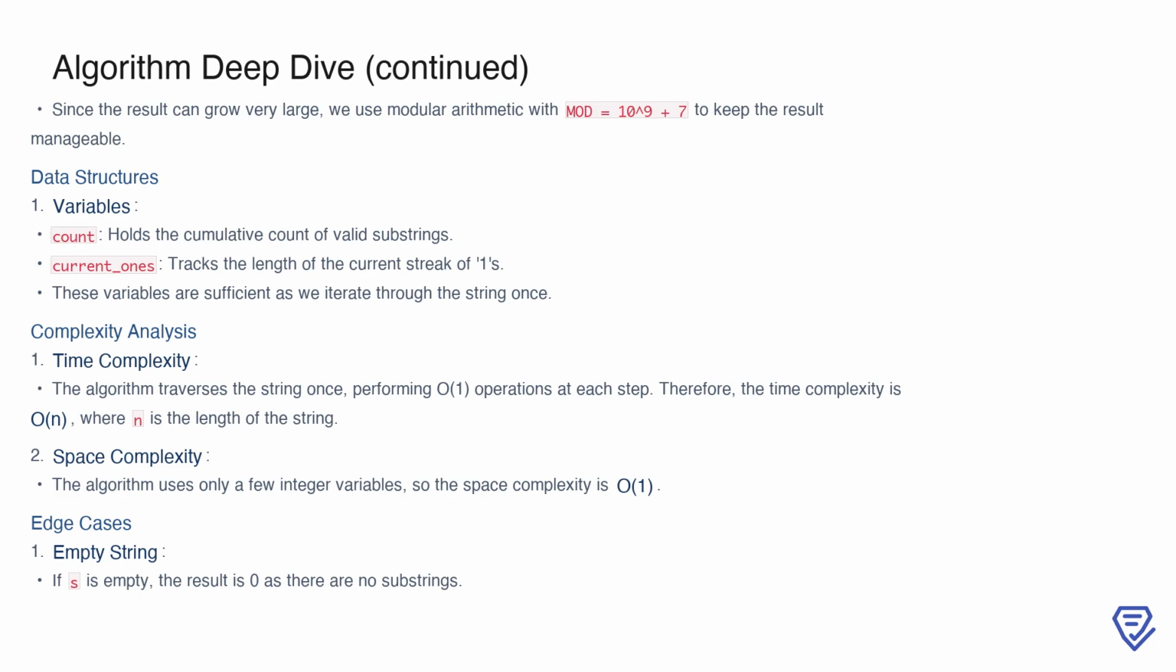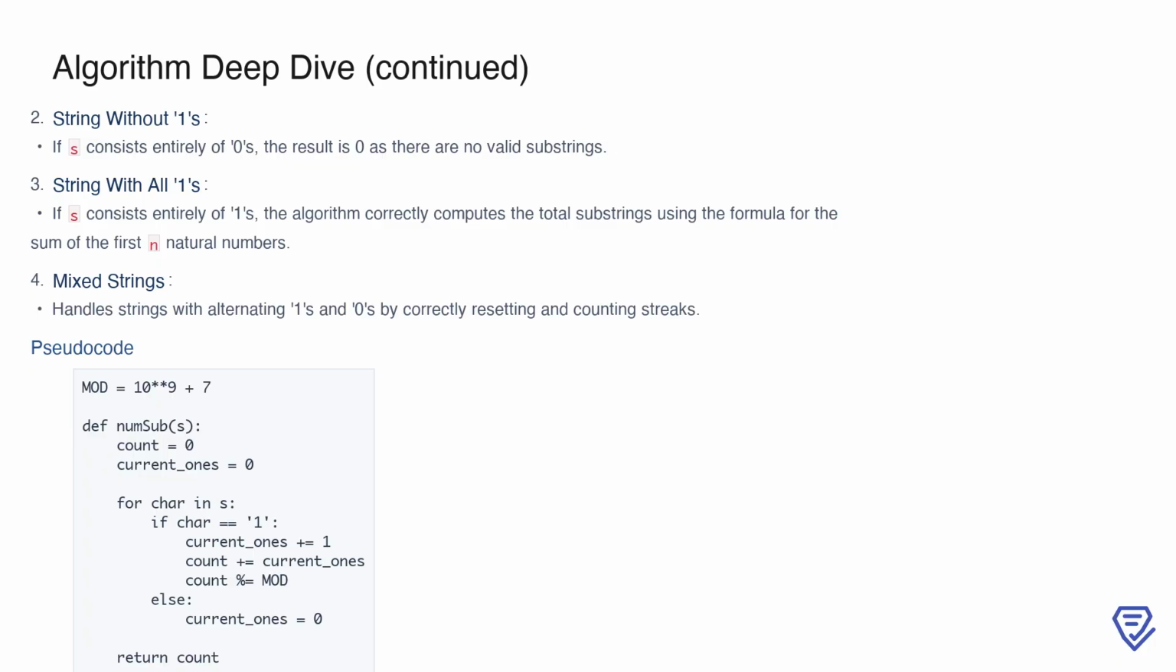Edge cases, such as an empty string or a string with no ones, are also handled naturally, returning a count of 0. For strings that consist entirely of ones, the algorithm calculates the total substrings correctly using the formula for the sum of the first n natural numbers. For example, if the string is 111, the total substrings are 1 plus 2 plus 3, which is equal to 6, and this is computed during the traversal. For mixed strings, where ones and zeros alternate, the algorithm resets current_ones whenever a 0 is encountered, accurately handling streaks of ones independently. The provided pseudocode implements this logic step by step.